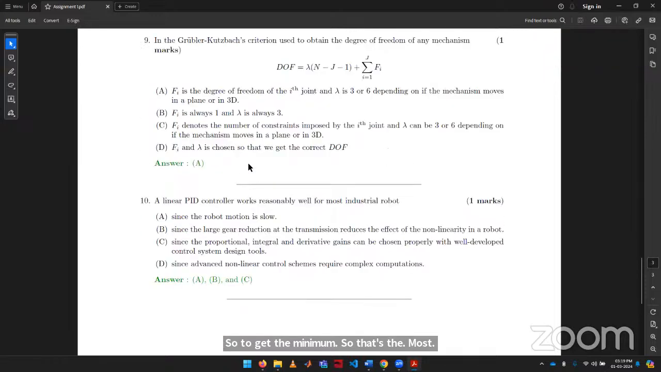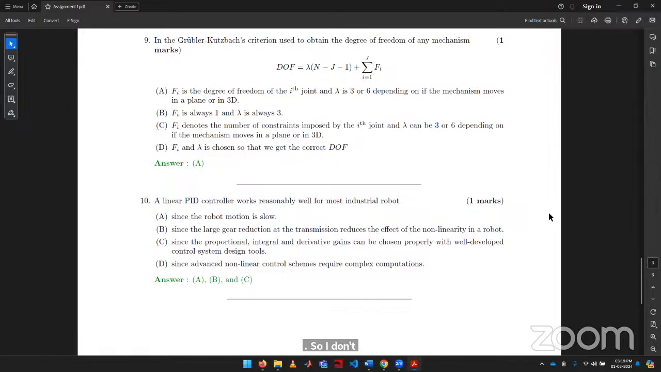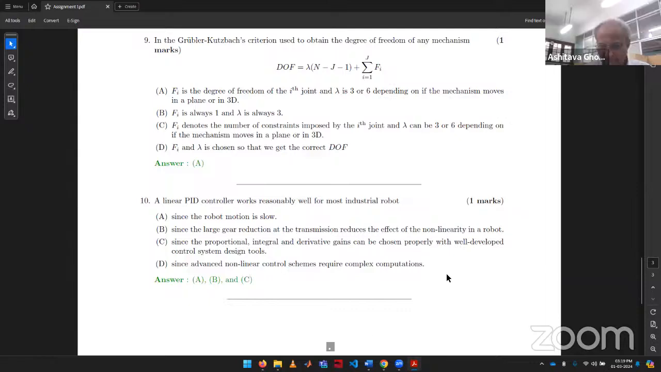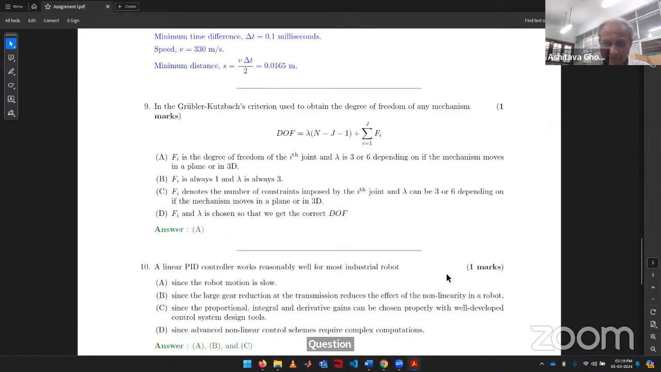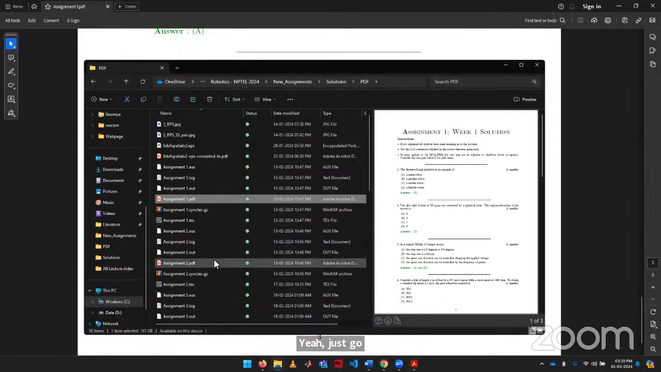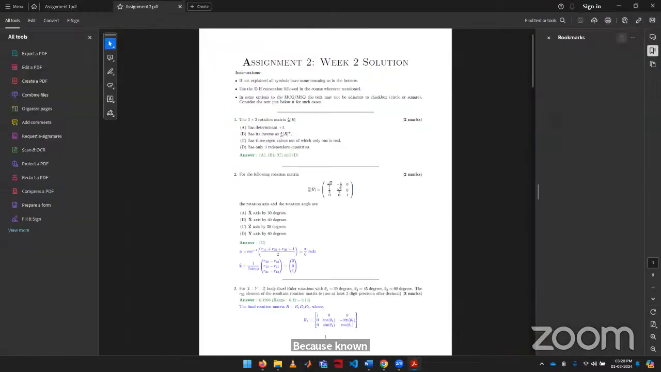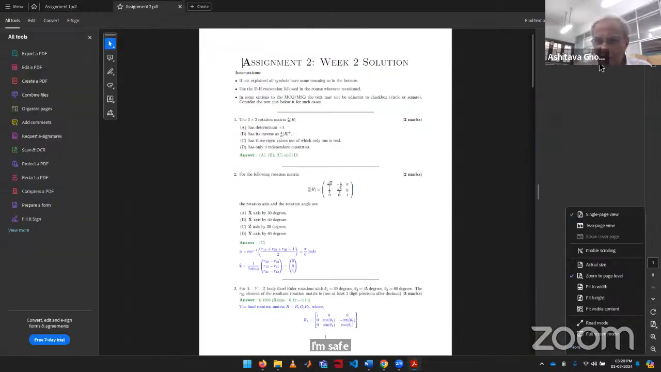Other ones are also directly from the lectures. So I don't think this should be difficult. So if anyone has any questions in between, you can stop and ask. We are just going over the assignments because no one has asked any question. So if there are none, I'll go to assignment 2. Any question?